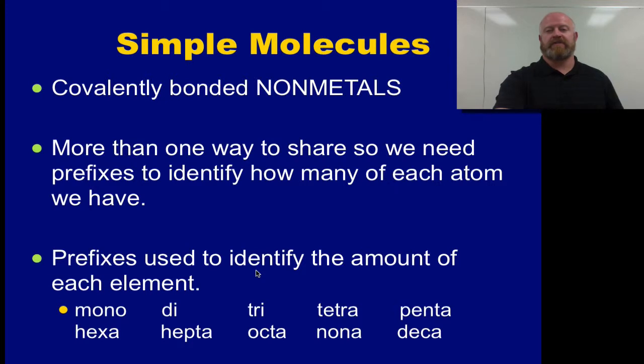Now we have 10 prefixes that we're required to use. Our first prefix is mono. Mono stands for 1. Our second prefix is di, which stands for 2. Tri, which is 3. Tetra, which is 4. Penta, which is 5. Hexa is 6. Hepta is 7. Octa is 8. Nona is 9. And then, of course, the last one, deca, is 10.